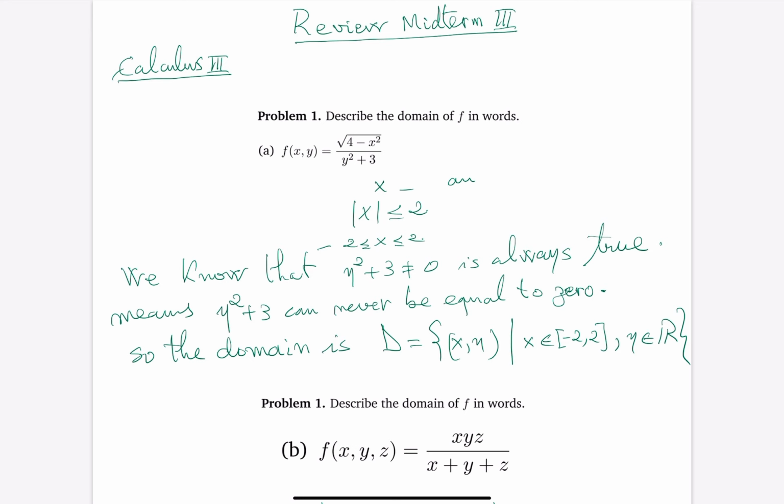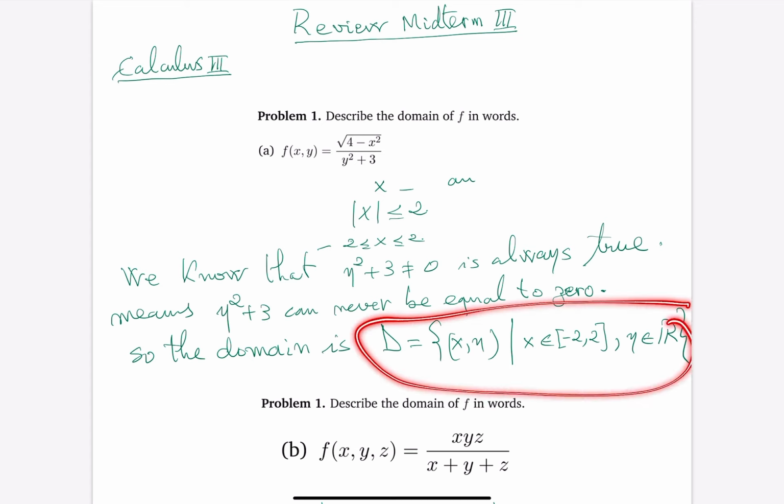Then the domain is all x and y because it's a pair. All x and y such that x belongs to [-2, 2], okay? And then y is all real numbers. It doesn't matter. That's the domain you have to find.